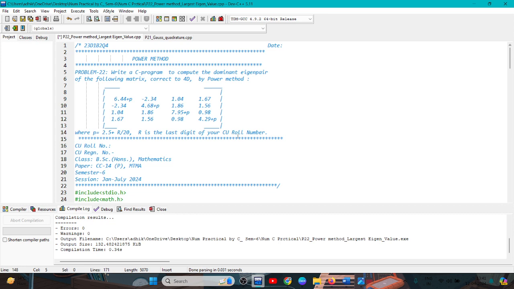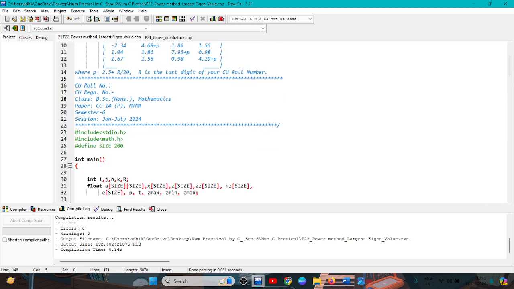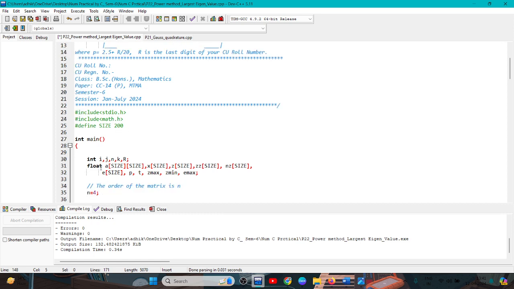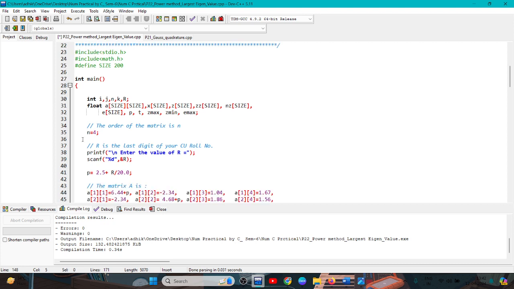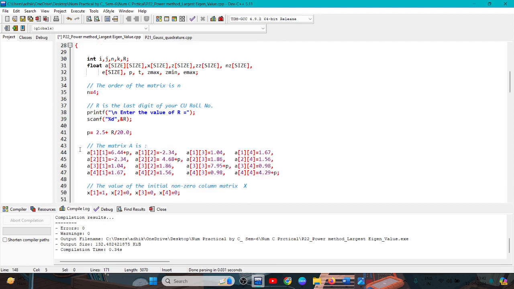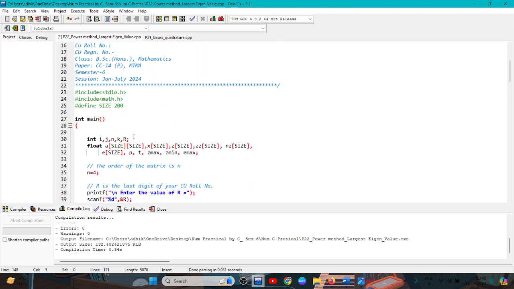Now here is the program, and this is the matrix. First we define the size 200. If we change this dimension, say to 300, then the size changes accordingly. Then we declare the float variables and the integer variables. Here the order of the matrix n is equal to 4, obviously a 4 by 4 matrix, and r is the last digit of your roll number, and p equal to 2.5 plus r by 20.